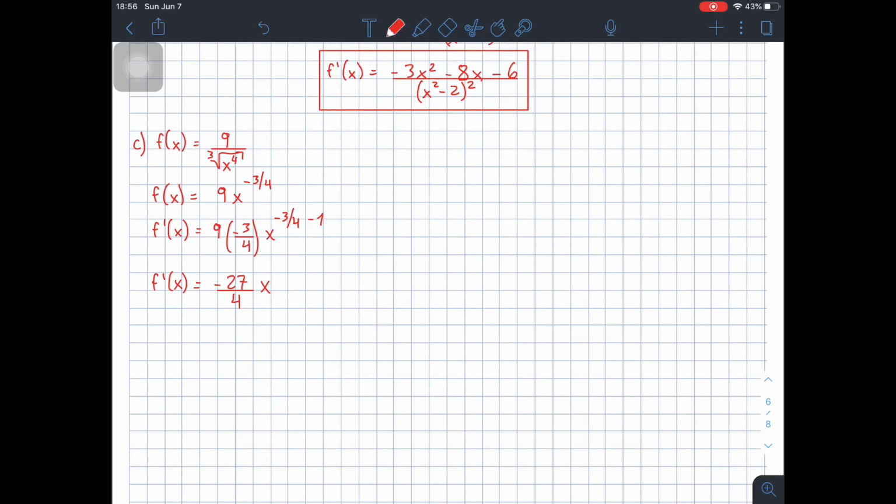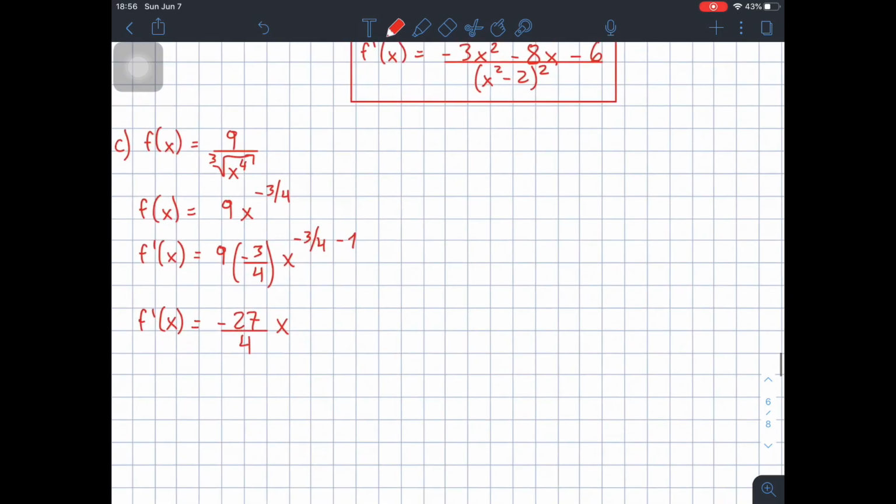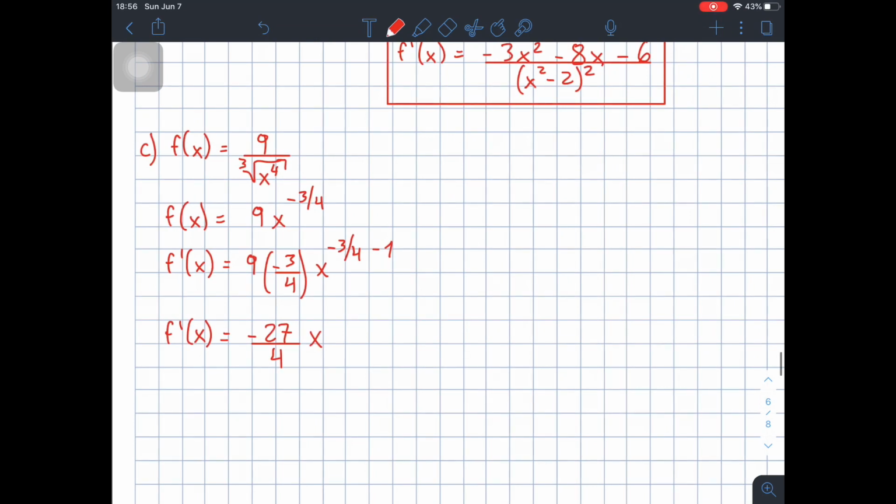Sorry, I made a mistake here. I just realized I confused these terms.